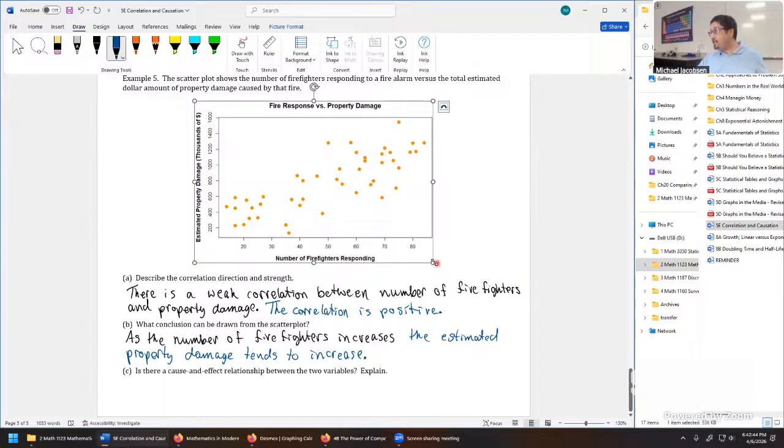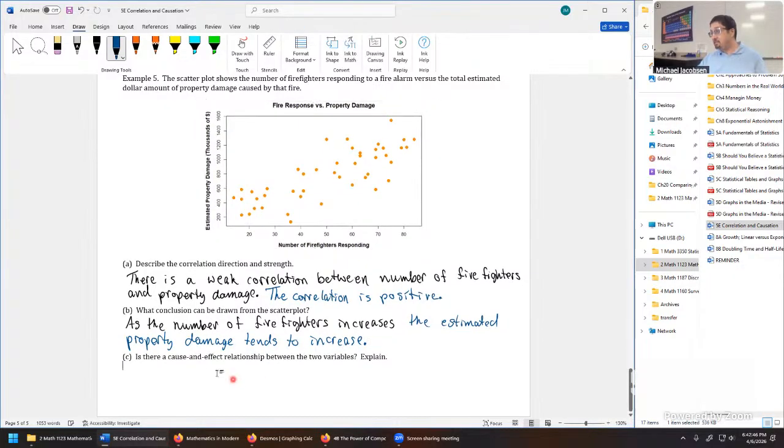Okay, well, here's our chart. And again, part C seems kind of silly. Is there a cause and effect relationship between the two variables? We would probably say definitely not. We know firefighters do not cause fires. Usually, there are a couple extremely rare cases of really notorious arsonists that were in fact firefighters, but we mean in general. We don't mean every single firefighter.